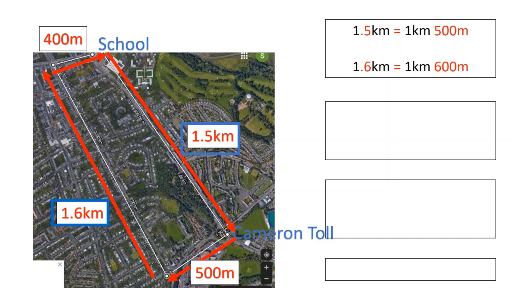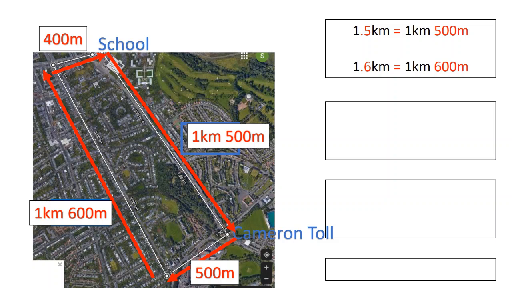That's something you'll do later on. So now that I've got kilometres and metres, I can then say, all right, I've now got 400 metres, 1 kilometre 500 metres, 500 metres, and 1 kilometre 600 metres. Now, here's a good tip just for general when we're adding lots of numbers together: we look for numbers that are easy to add together.